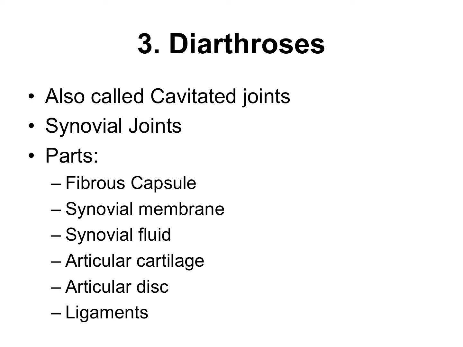Diarthroses are also known as the cavitated joints. These are also known as the synovial joints. There are different parts of the synovial joints. We will do the details of each part. Firstly, we have the fibrous capsule, we have the synovial membrane, then we have the synovial fluid, then we have the articular cartilage, articular disc, and the ligaments that stabilize the joint.